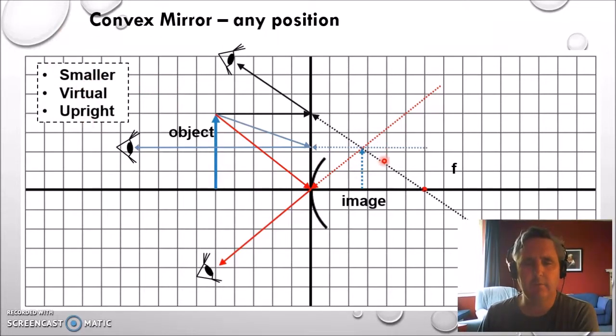So it's quite simple. It's a lot simpler than it is for a concave mirror, where we have five different ways of drawing a diagram. In a convex mirror, no matter where we put the object, it's always going to be smaller, it's always going to be virtual, and it's always going to be upright. In fact, the top of the image always appears on this line here, in between the focus and the mirror. So the image is always in between the focus and the mirror.